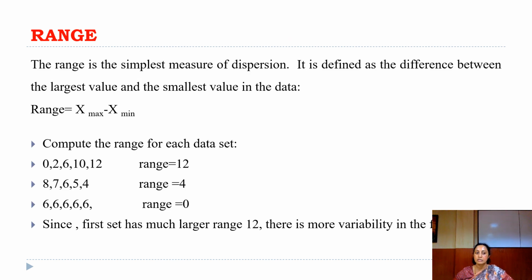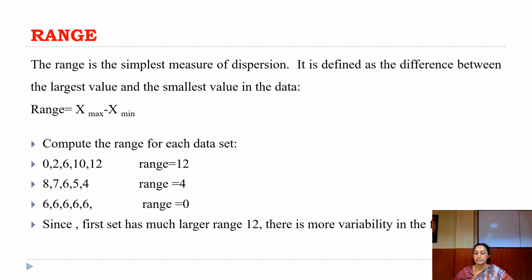Let us discuss now what a range is. Range is the simplest measure of dispersion and it is the difference between the largest value and the smallest value in the given data set. So range is the difference between the largest value and the smallest value.